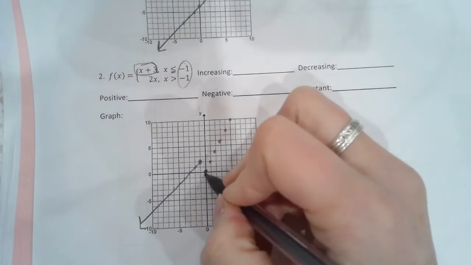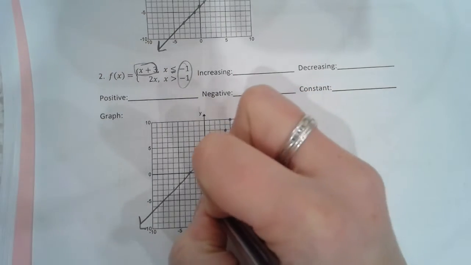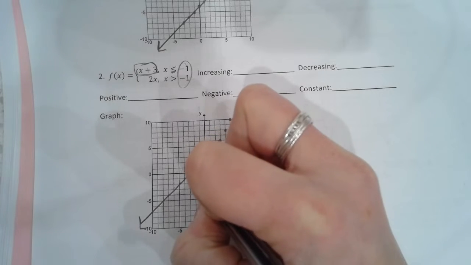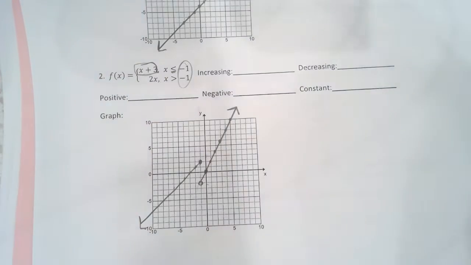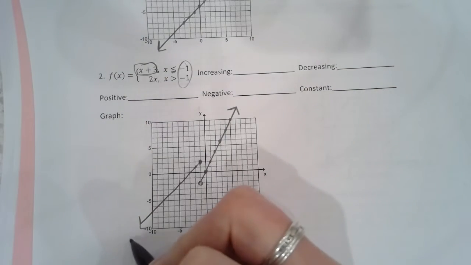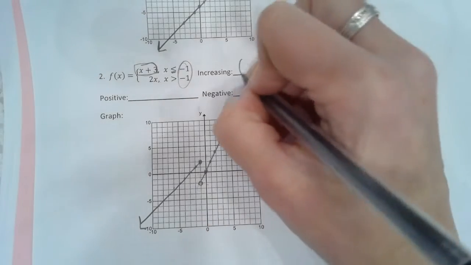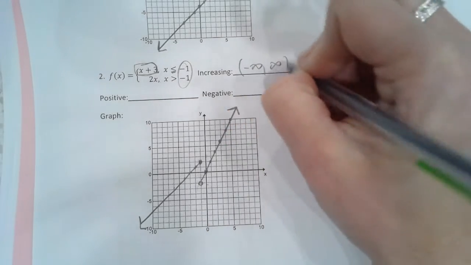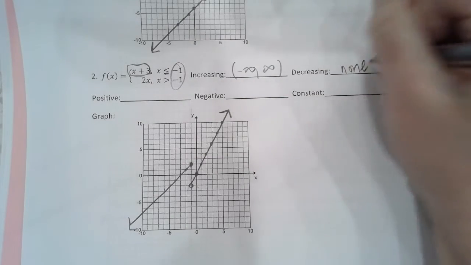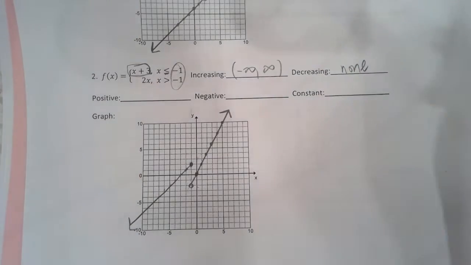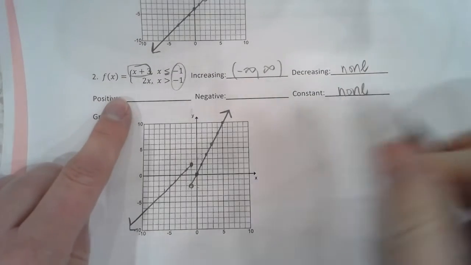And then we're going to go down 2, but since this one doesn't have the line under it, when we go to the left one, it's going to be an open dot, like that, because it still has to be a function. So we're increasing, well, we increase from the left here, and then we increase some more, so -∞ to infinity. We are not decreasing, and we don't have a constant. Okay, we are positive. Let's look at this guy first.